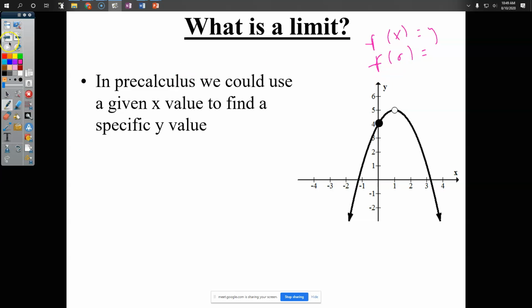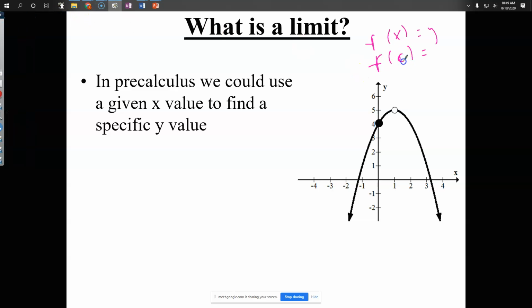Nobody's feeling brave enough. All right, so I'll just tell you the answer then. 0 in this case represents the x value, so I'm really asking you to tell me what's the y value when x equals 0. On our graph here, the place where x equals 0 is right here, and the y value that goes with that would be 4. So f of 0 equals 4.